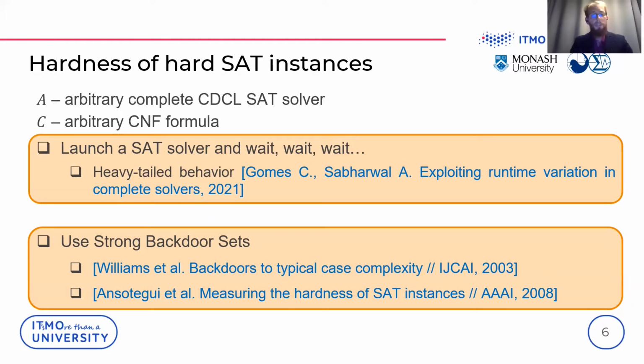What is known? Consider an arbitrary complete CDCL SAT solver and an arbitrary CNF formula. The simplest way to assess the hardness of the formula is just to launch your SAT solver and wait. But due to different phenomena, for example, heavy tail behavior, this process may not terminate in any reasonable time. The other idea is to use strong backdoor sets. This idea was proposed in Ansótegui et al., which uses the strong backdoor sets that were described in Williams et al.